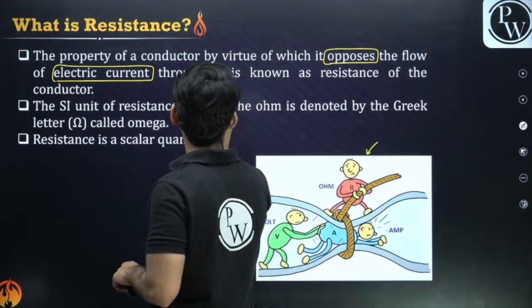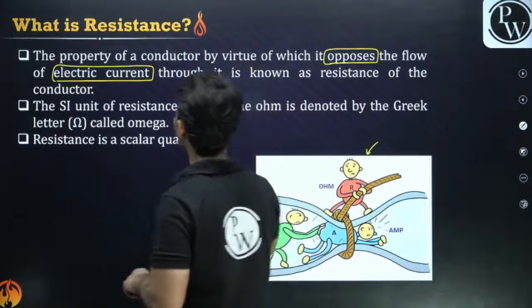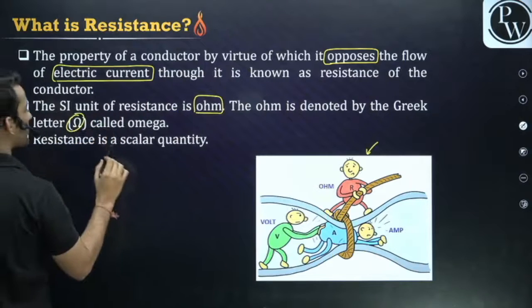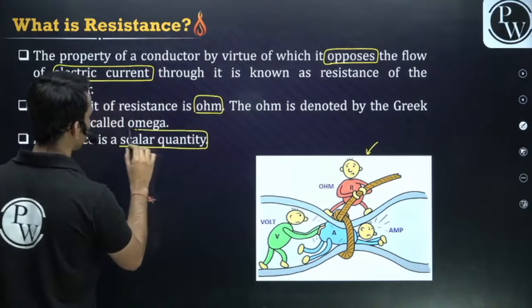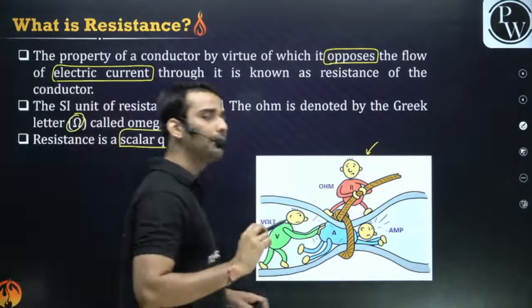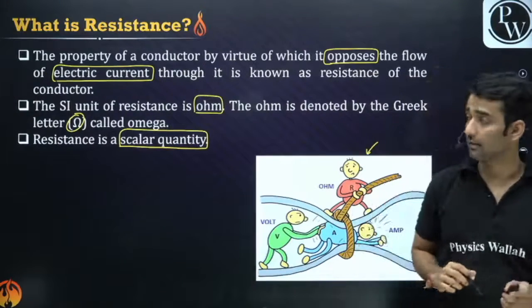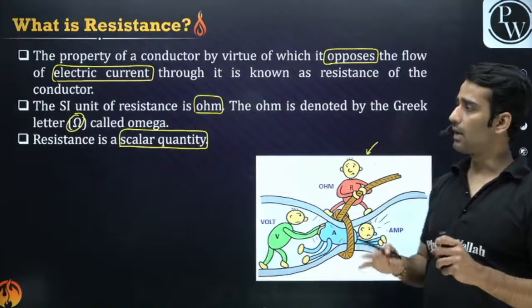It is ohm, right? The ohm is denoted by a Greek letter omega, right? And resistance is a scalar quantity. It is not vector. It does not have any direction. Only magnitude is there. Clear? So this is the resistance, the opposition.